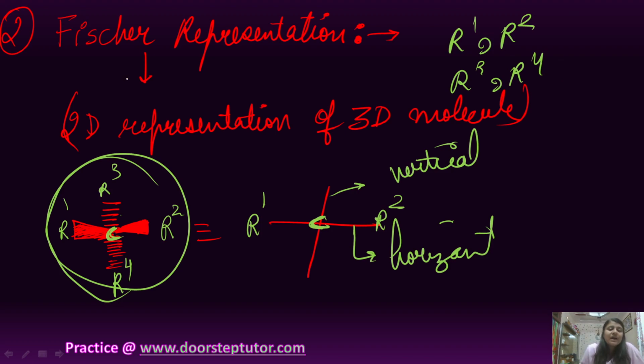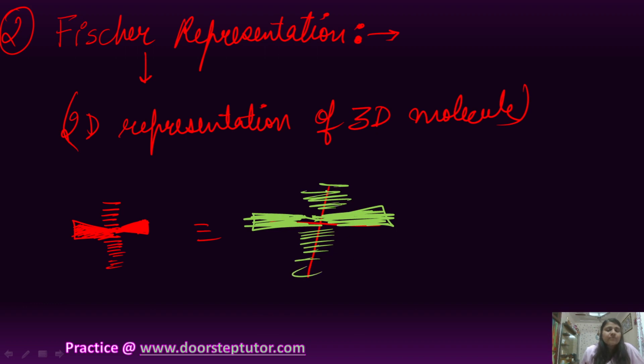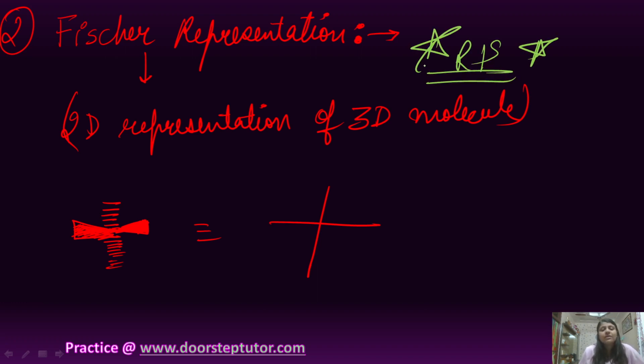So these are the characteristics of Fischer representation that you have to remember. The horizontal line represents the above-the-plane criteria. It means that these two atoms are present above the plane, and the vertical line represents the below-the-plane criteria. Always remember that in a later lecture we have to learn about R and S configuration as well. In that particular configuration, the Fischer representation plays a very important role. So you have to understand the Fischer representation.